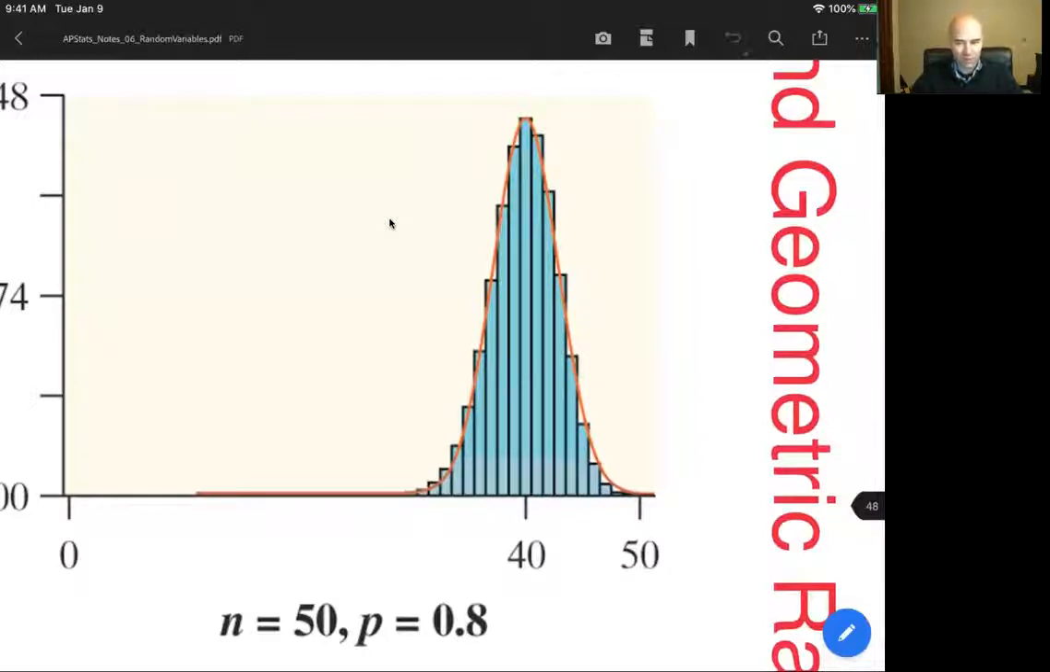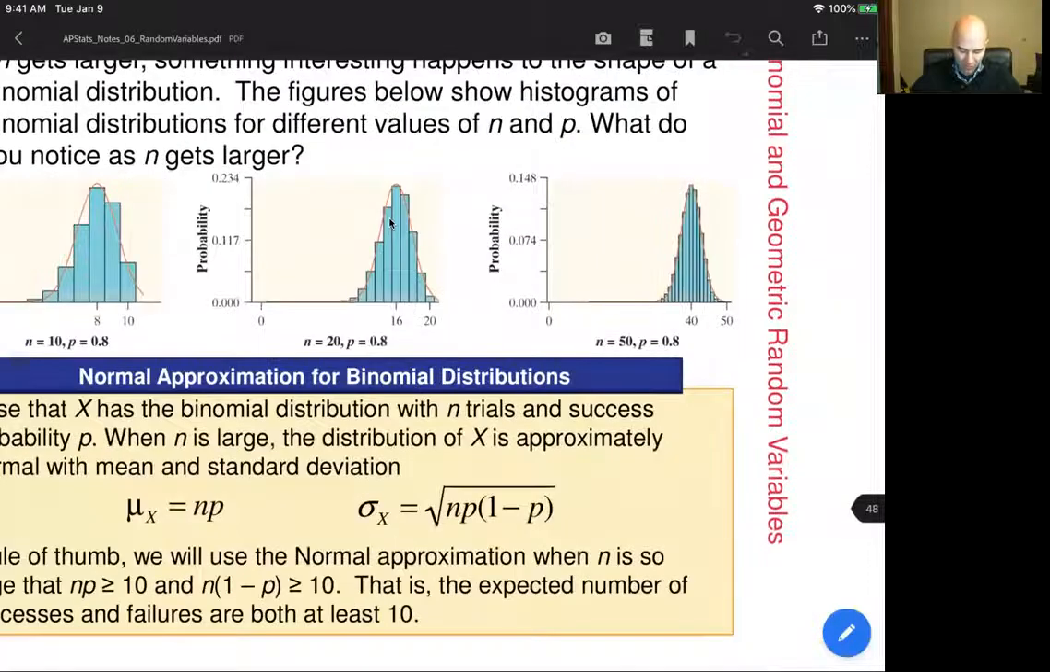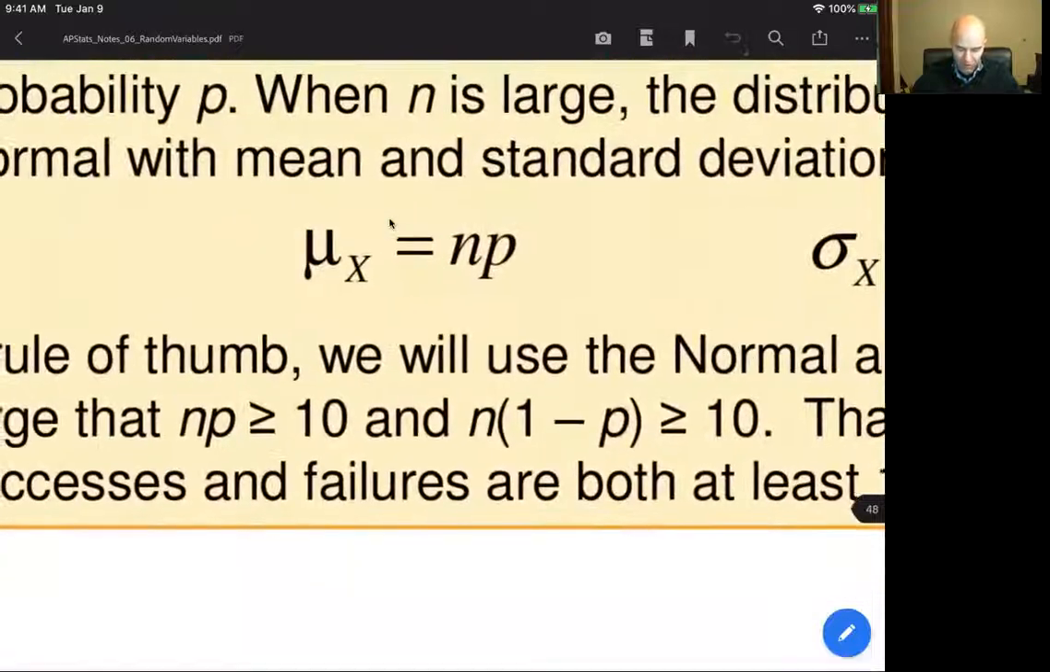It's not normal, but it's approximately normal when you've met a certain condition. That condition is that the number of successes that you expect, which in this case is 40, and the number of failures you expect, which in this case is 10, as long as both of those are greater than or equal to 10, we'll say it's approximately normal, okay? And that's this condition right here.